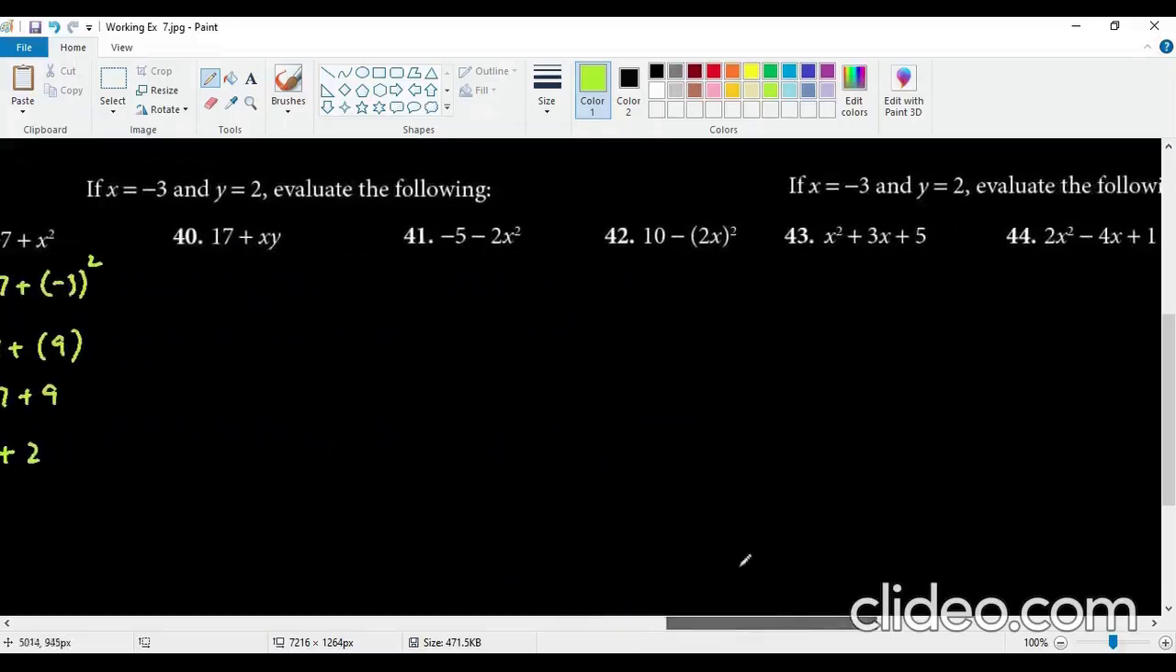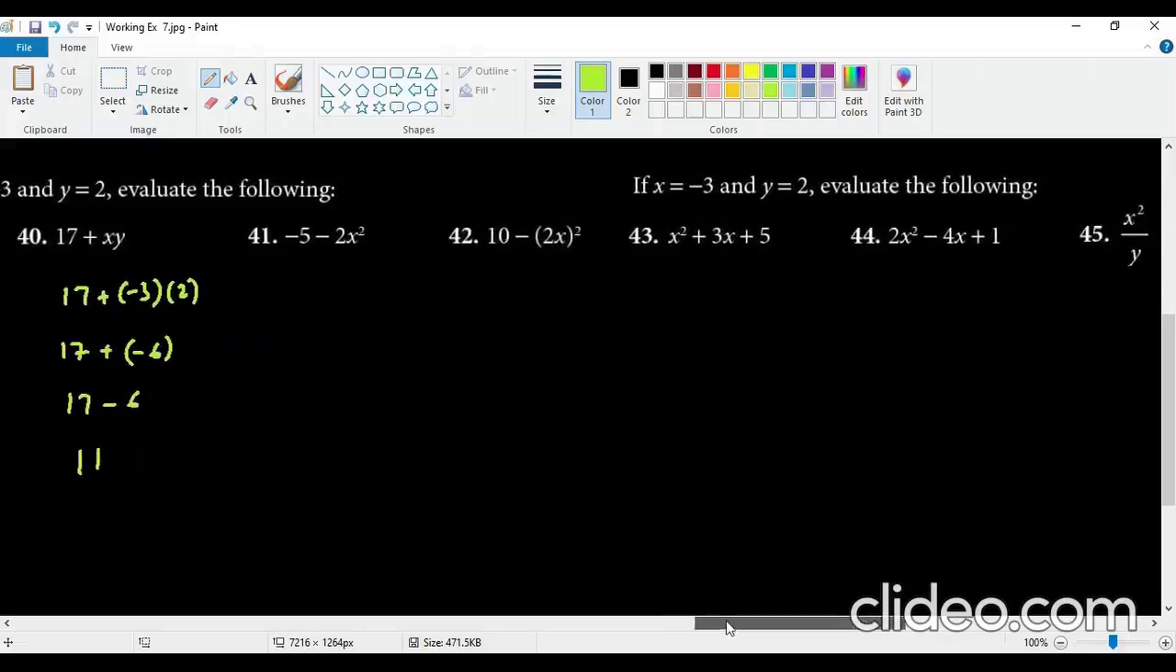Question number 40 is 17 plus negative 3 and 2. So that means 17 plus minus 6. That means 17 minus 6 is going to give you an 11 as an answer. Now comes negative 5, negative 2. The value of x is negative 3 square. That means minus 5 minus 2 multiplied by 9. So minus 5 minus 18 is going to give you a minus 23 as an answer.